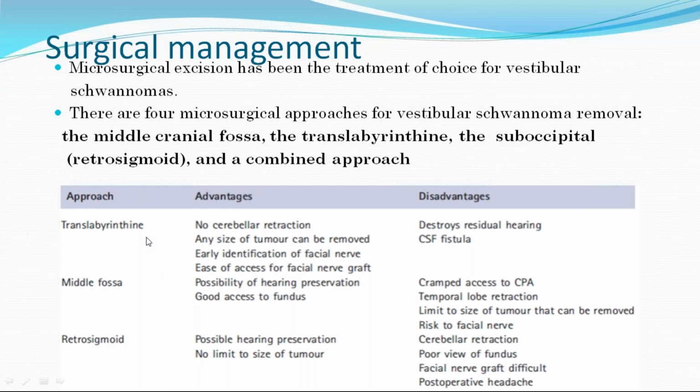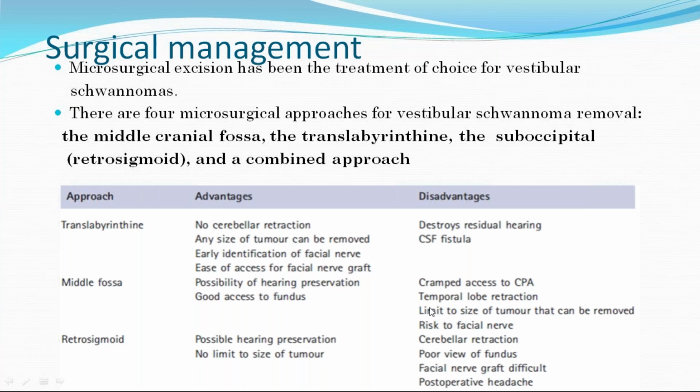The advantage of the translabyrinthine approach is that there is no cerebellar retraction. You do not retract the cerebellum, whereas in the retrosigmoid approach you have to retract the cerebellum. Any size of tumor can be removed. Early identification of the facial nerve is very, very important, and there is ease of access for a facial nerve graft also. But the disadvantage is that it destroys residual hearing. Whatever hearing is there, it totally goes off.